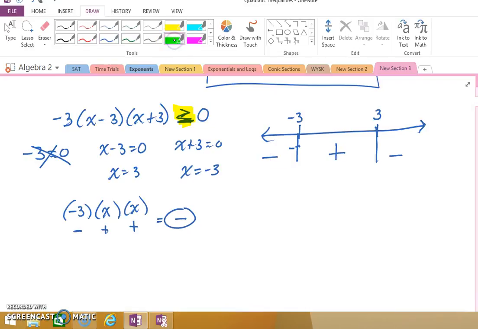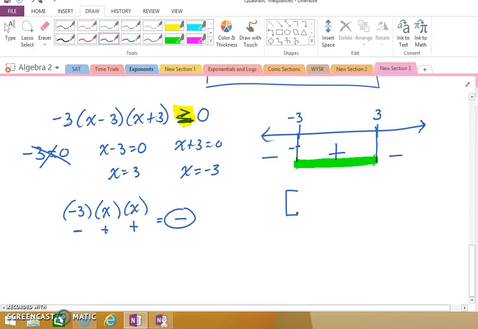In this case, remember, we want values that are greater than 0, so those are positives. So we want from here all the way to here, everything where that positive is. When we write our solution, we want that middle section. It's going to be a bracket because it's greater than or equal to, negative 3, 3, and close it off with a bracket.